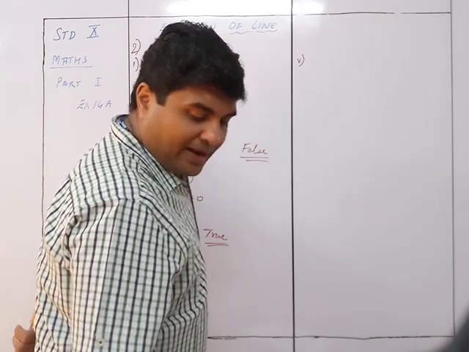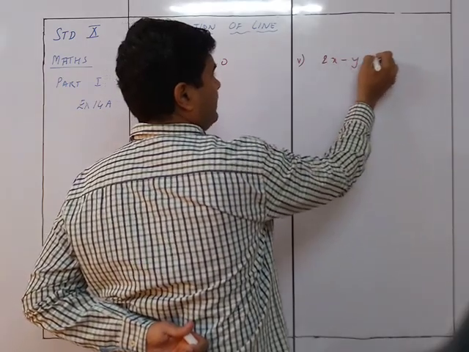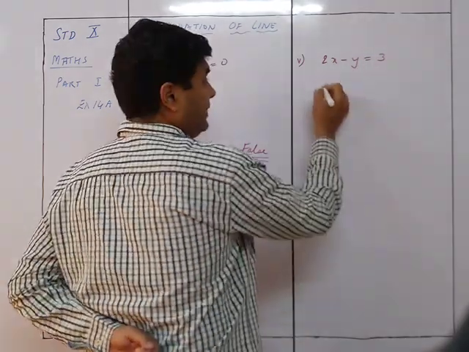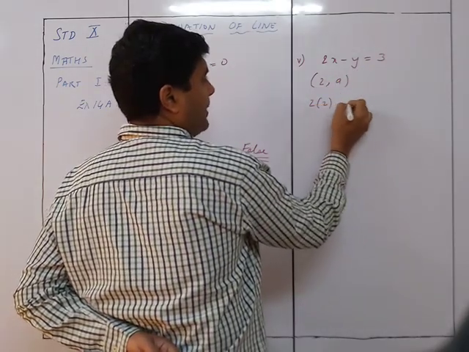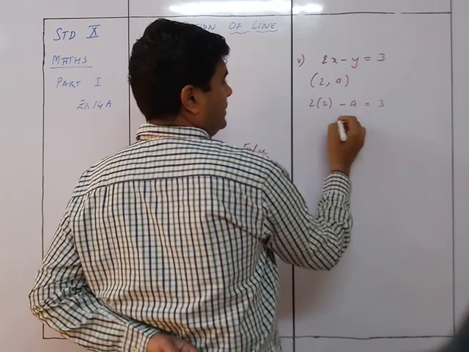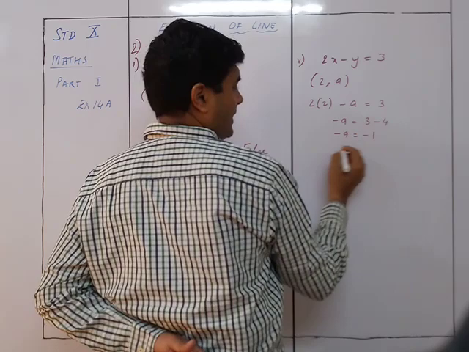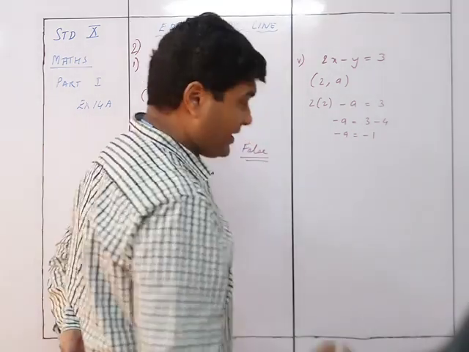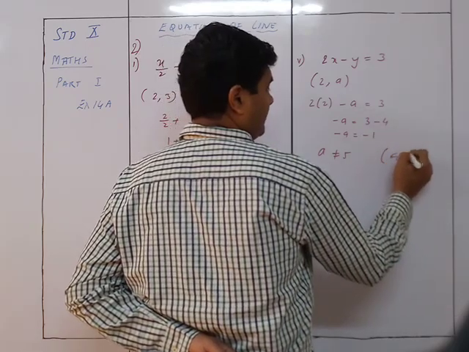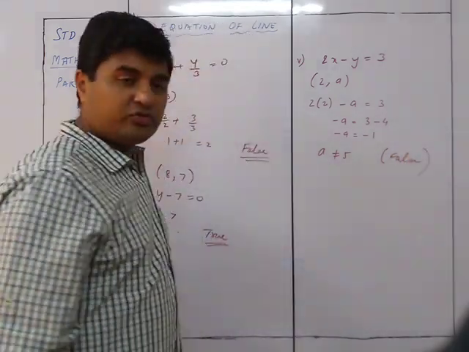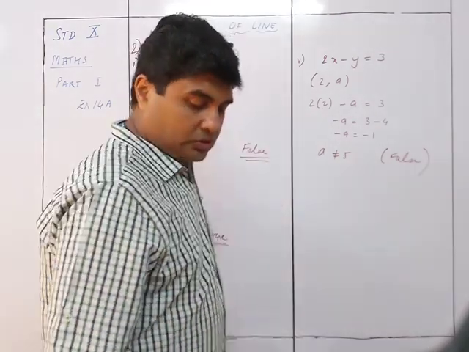You see the fifth one. If the point (2, a) lies on the line, then a is equal to 5, for 2x minus y is equal to 3. You are given (2, a). So over here, 2 into 2 minus a is equal to 3. So minus a is equal to 3 minus 4. So minus a is equal to minus 1. They have given you a to be 5. So a is not equal to 5, so false. a is actually 1. Understood? So this was question number 2.